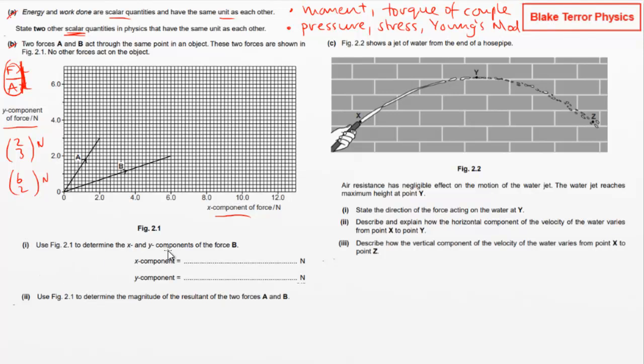Right, what do they want us to do? Use figure 2.1 to determine X and Y components of the force B. All right, we've just done that there. So 6 and 2. And then determine the magnitude of the resultant. So the resultant is 8, 5. We're just adding those together. So the magnitude of the resultant is going to be the square root of 8 squared plus 5 squared. So the square root of 89, which is 9 and a bit, 9.4 newtons.